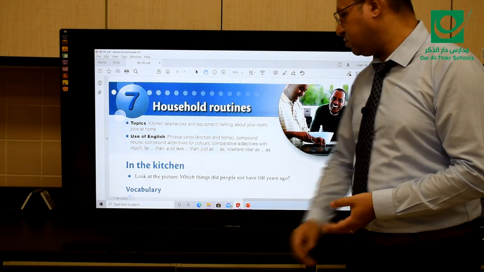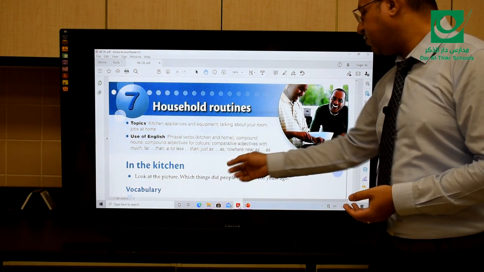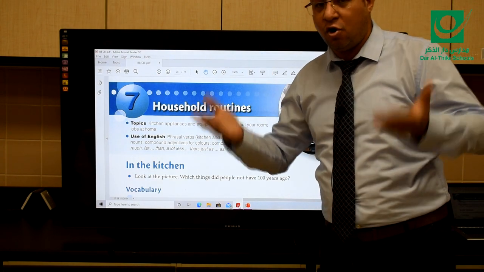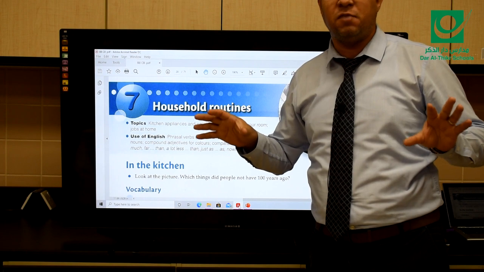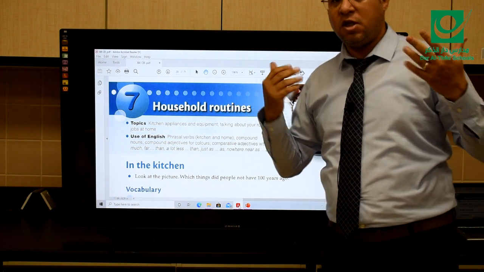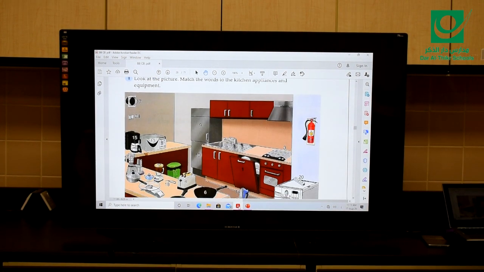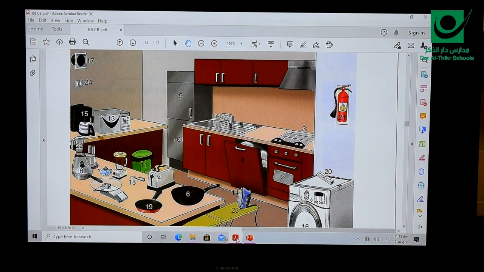Now, let's ask a question. We're going to look at the picture now, but before we look at the picture, think: what things did people not have 100 years ago in their homes or in their kitchens? Think about this question. When you look around, you'll find that many things we didn't have 100 years ago. Now, let's look at this picture of one of the kitchens. How many equipment do you see here? How many things do you see? And I think that you have most of these things in your kitchens. There are many and many things.